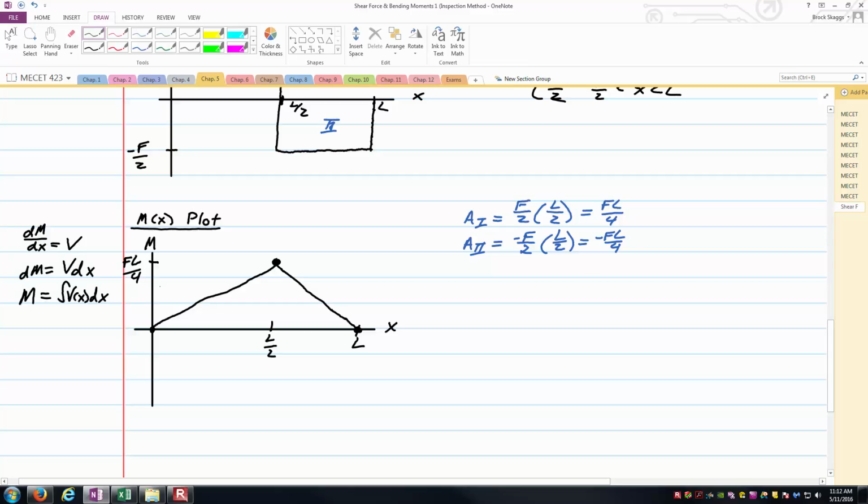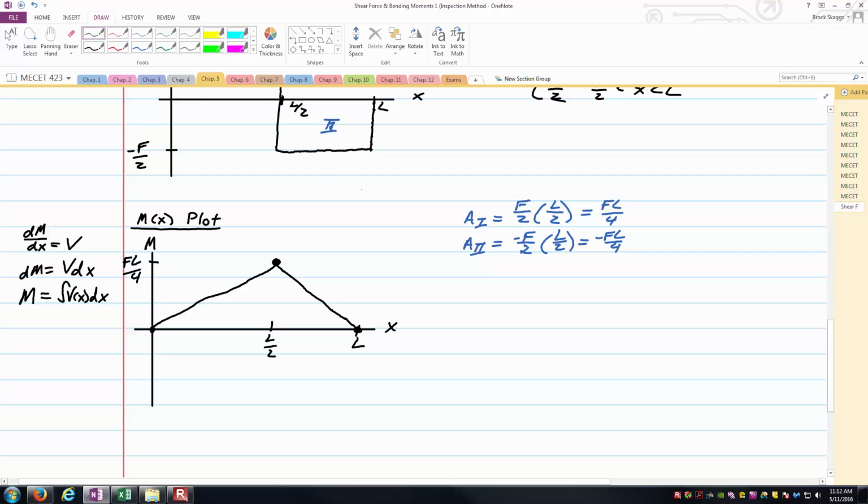which is nice because now if I was trying to do prismatic beam design, sizing, say a rectangular cross section, I needed to know the height of it, I could end up using this max moment in order to help me solve for that value.